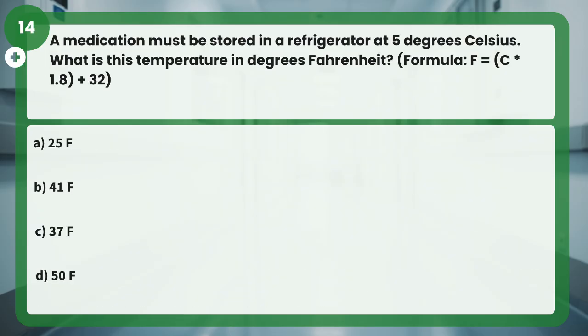Question 14. A medication must be stored in a refrigerator at 5 degrees Celsius. What is this temperature in degrees Fahrenheit? Formula: F equals C times 1.8 plus 32. A. 25F. B. 41F. C. 37F. D. 50F.